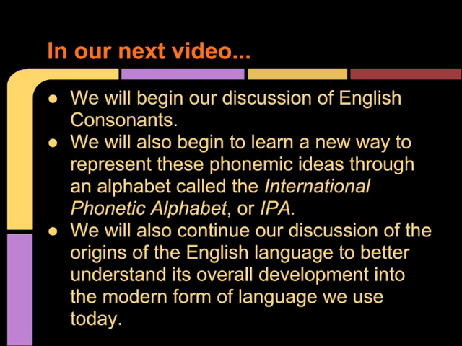In our next video, we will begin our discussion of English consonants. We will also begin to learn a new way to represent these phonemic ideas through an alphabet called the International Phonetic Alphabet, or IPA. We will also continue our discussion of the origins of the English language to better understand its overall development into the modern form of language we use today.